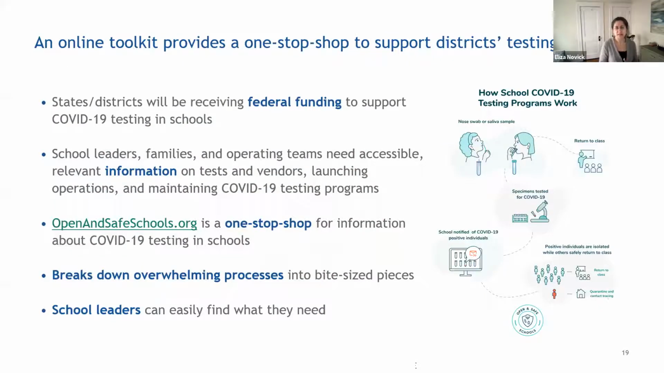So with that in mind, these online toolkits provide what we think of as a one-stop shop to support districts' testing programs. We know there's an enormous amount of federal funding coming into states and local governments, like my colleagues mentioned. So using the online toolkit, we can give school leaders, families, operating teams the tools they need to have access to relevant information on tests, vendors, operations, and maintenance of their programs after they've gone live. So openandsafeschools.org is this one-stop shop where the online toolkit will live.